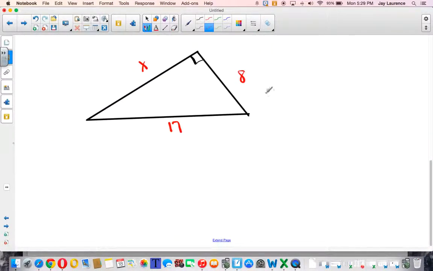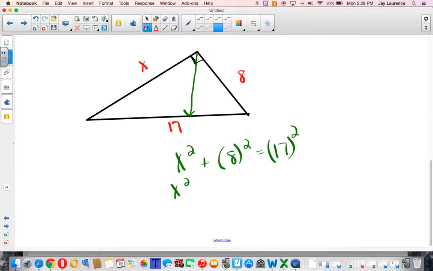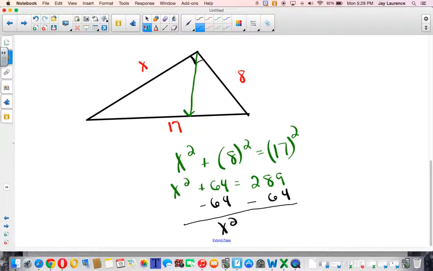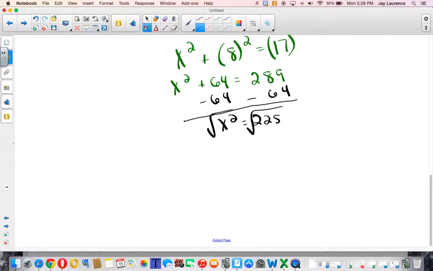Okay, this one here, again, identify C first. It looks like C is going to be 17. So I can do x squared plus 8 squared equals 17 squared. Therefore, x squared plus 64 equals 289. And when I subtract 64, I'm going to end up with x squared equaling 225. And I take the square root of both sides, and I get x equals 15. And again, we only want the positive square root because we can't have a negative side of a right triangle.